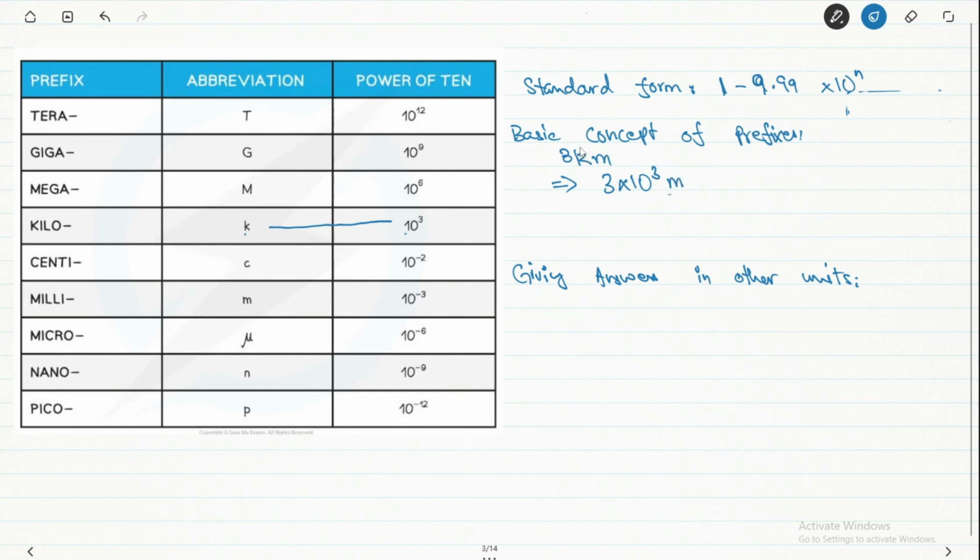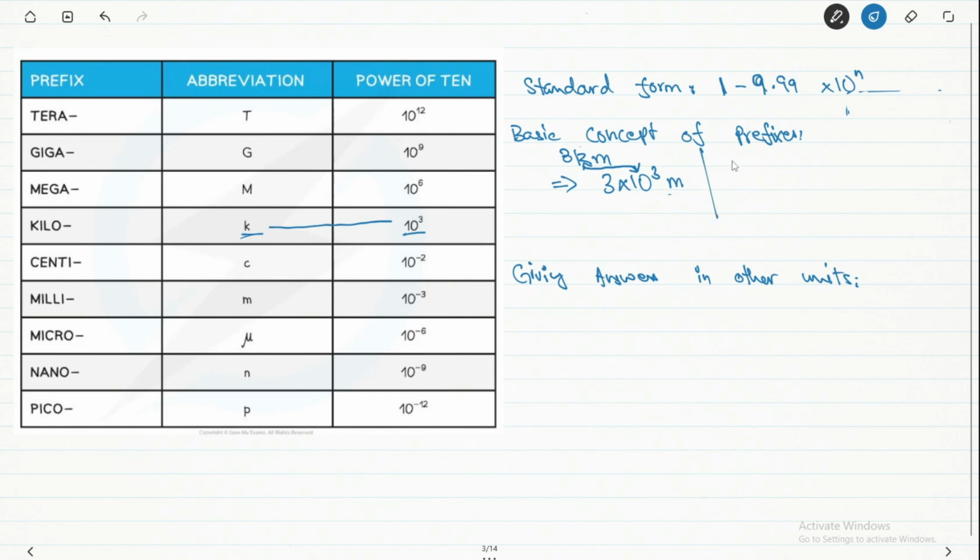So what I want you to do is, from now on, in your calculations and in your mind as well, whenever there is this value, you have to look at this abbreviation and just consider it as a power of 10, which is its value, right? For example, for kilo, we took 10 raised to power 3.